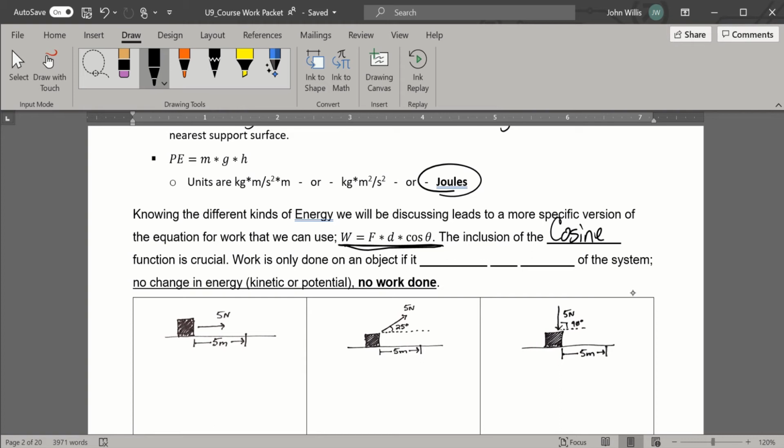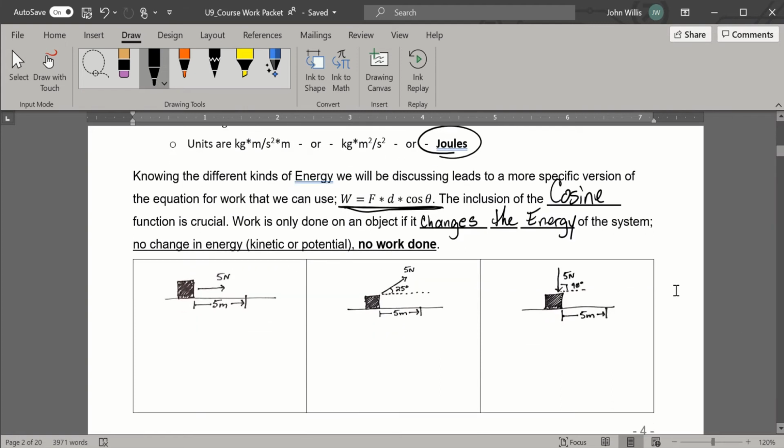Work can only be done on an object if it changes the energy of the system. This is the second time I've written this, so this is definitely a test question. If it doesn't change the energy of the system, no work is being done. Kinetic or potential energy, doesn't matter. Work must be done if that energy was changed, or to change that energy, work must be done, I should say. So we can calculate how much work is being done in each of these three examples.